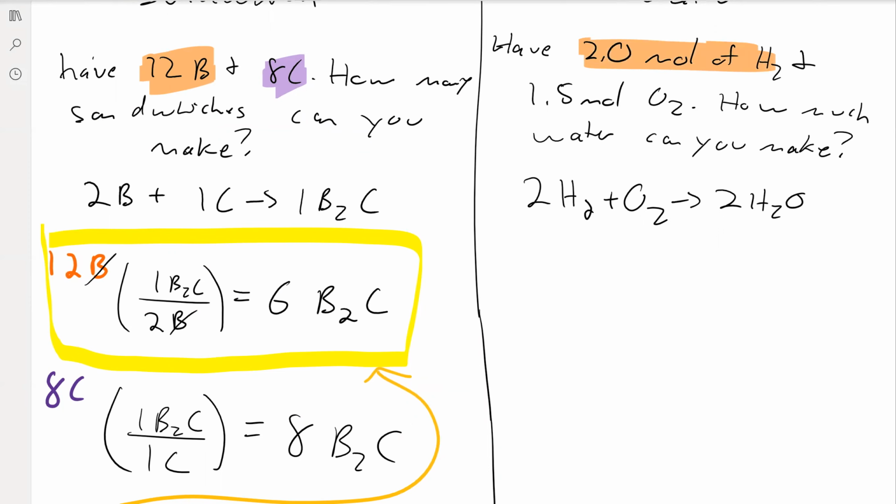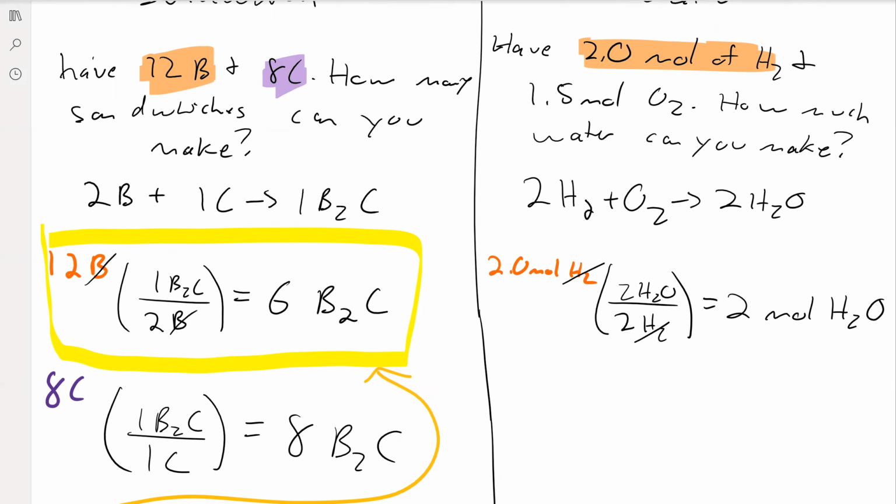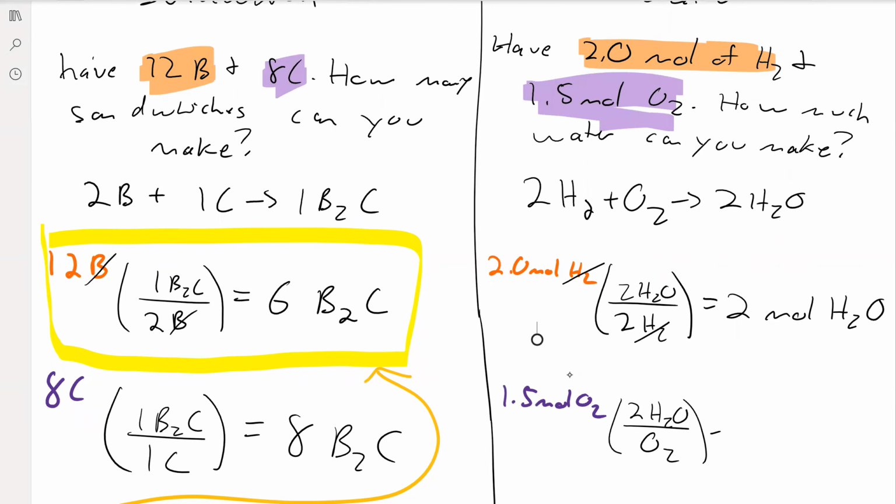So we'll start off with the 2 moles of H2. And then use our mole to mole ratios. That tells us for every 2 H2s, we get 2 waters. Cancel out the H2s, and we can see that we can form 2 moles of water from the hydrogen. And then we'll do the same thing with the oxygen, right? So we come up with 1.5 moles of O2. And then we use our mole to mole ratio for every 1 O2, you can make 2 H2O. And in this case, we can make 3 moles of water.